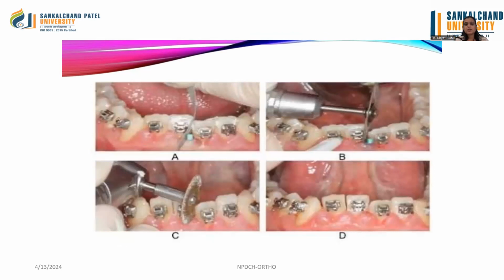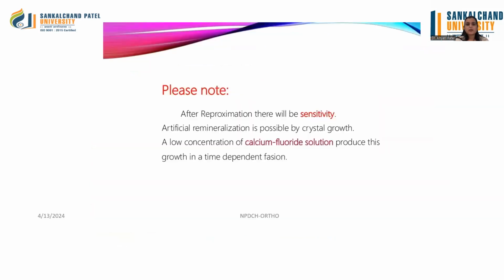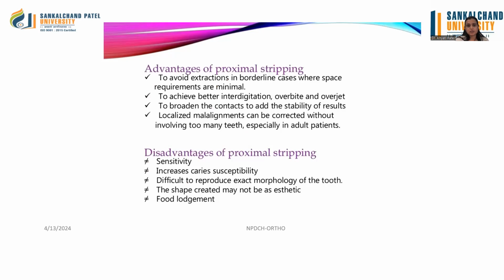And in the second and third, you can see B is the carbide strip and C is the diamond disc. After reproximation, there will be development of sensitivity because we are exposing the dentin. So in this type of patient, a low concentration of calcium fluoride solution is required to reduce the sensitivity. So what are the advantages of proximal stripping?